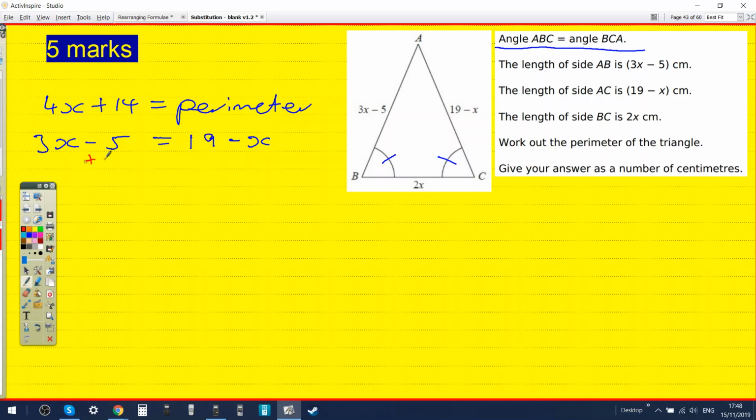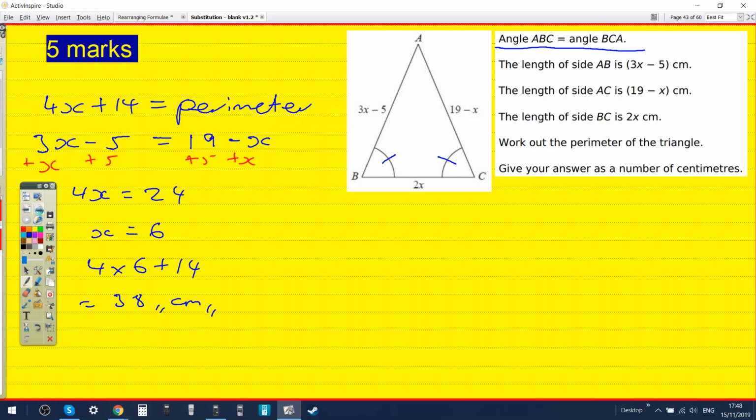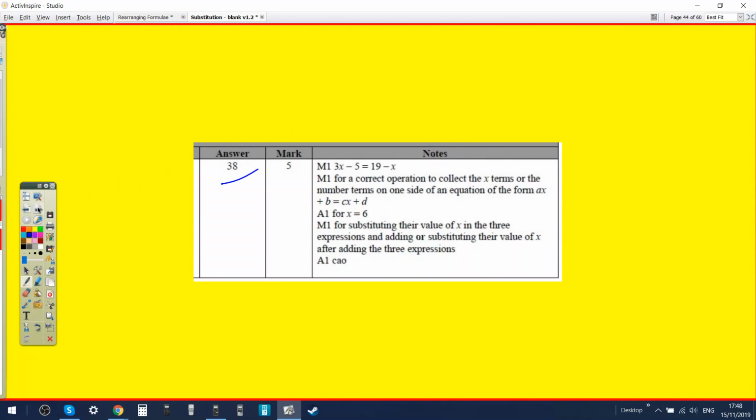So you added, no, 5, sorry, to 3x. 4x. Yes. 4x equals 24. And then divided by 4 on both sides, you get x equals 6. And then you can substitute that into the first one, so 4 times 6, 24, plus 14, 38 centimeters. 38.